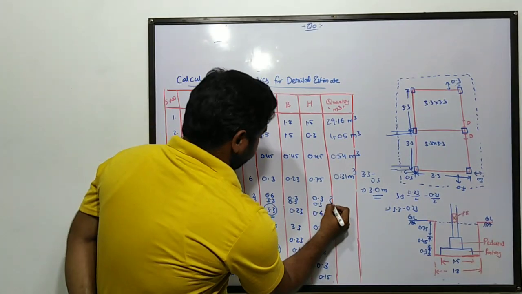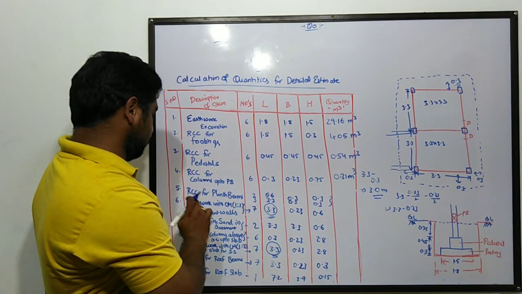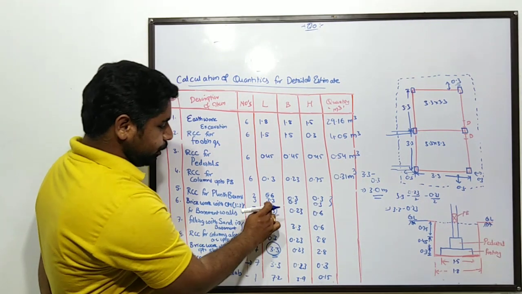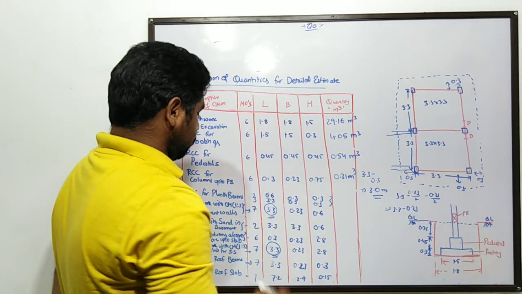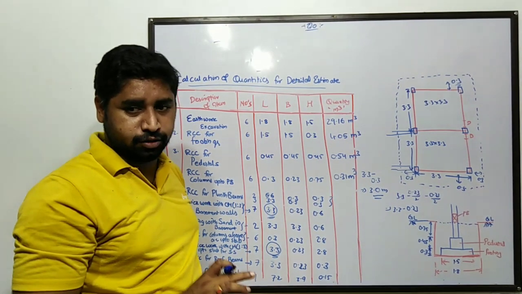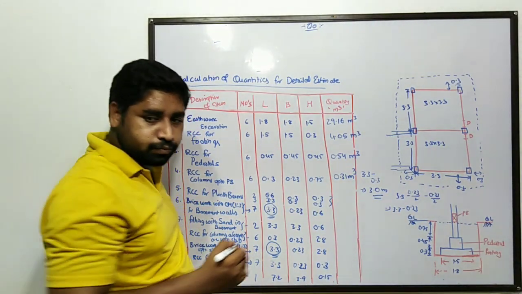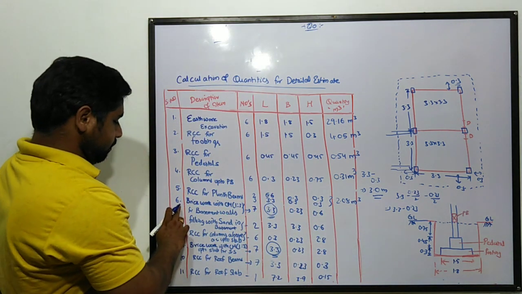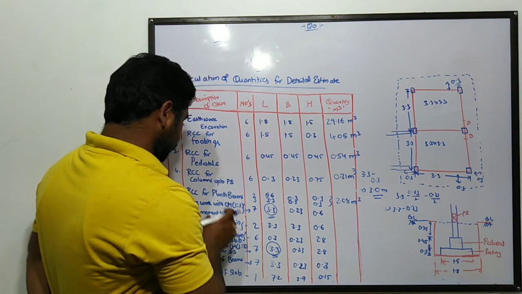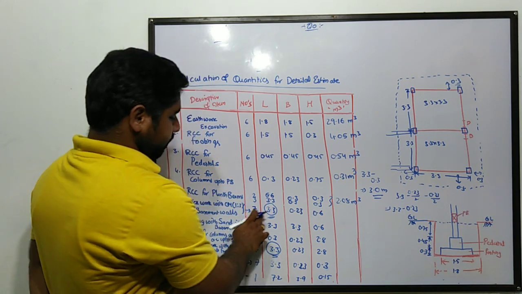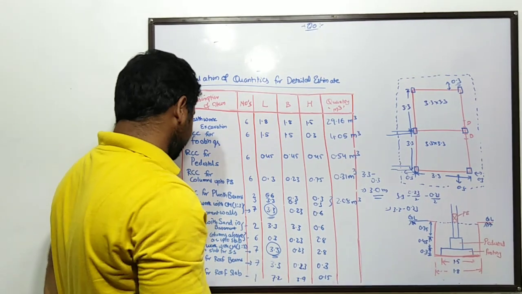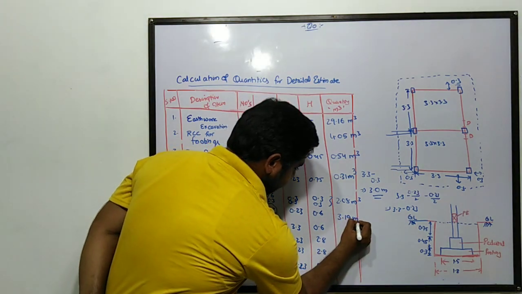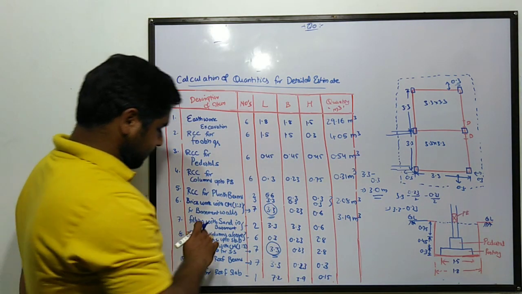So altogether for plinth beam, that is 2 into 6.6 into 0.3 into 0.3 plus 3 into 3.3 into 0.3 into 0.3. So that gives you around 2.08 meter cube. Okay. Next one, sixth one, brickwork with cement mortar for basement wall. So brickwork is 7 into 3.3 into 0.23 into 0.6. That gives you around 3.19 meter cube. Okay, next one, filling with sand in basement.